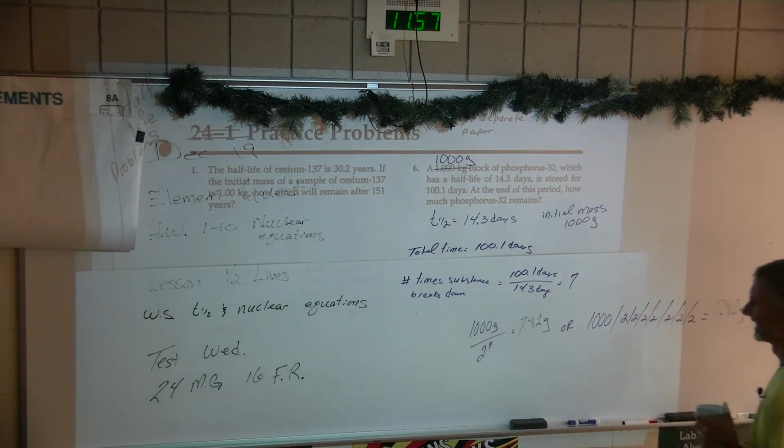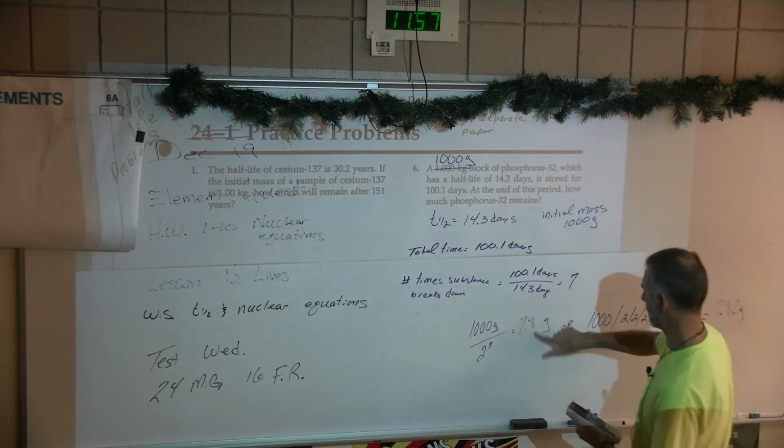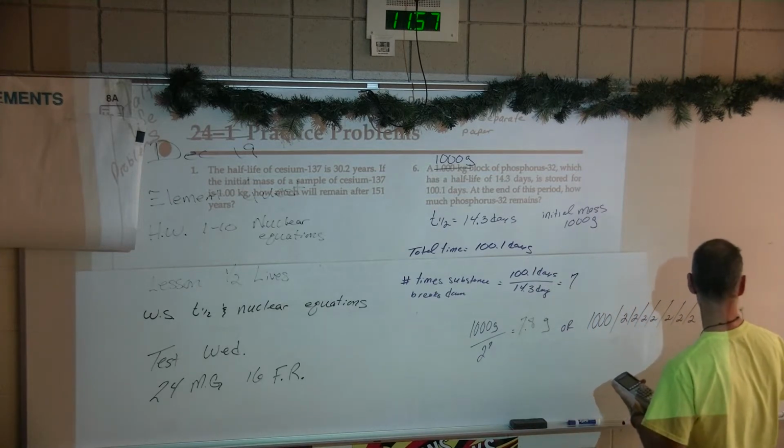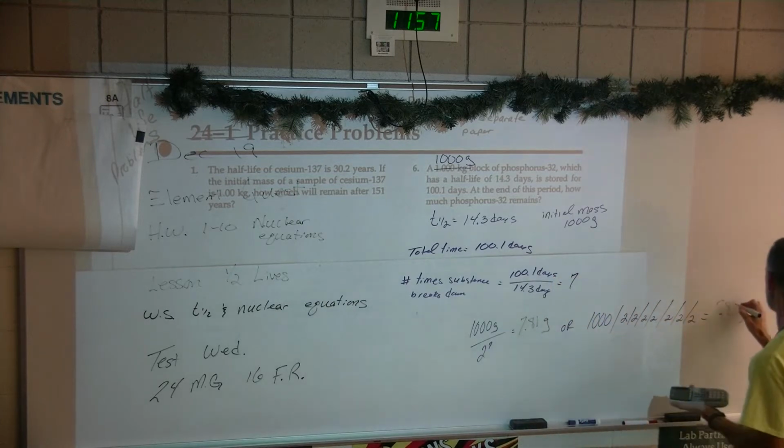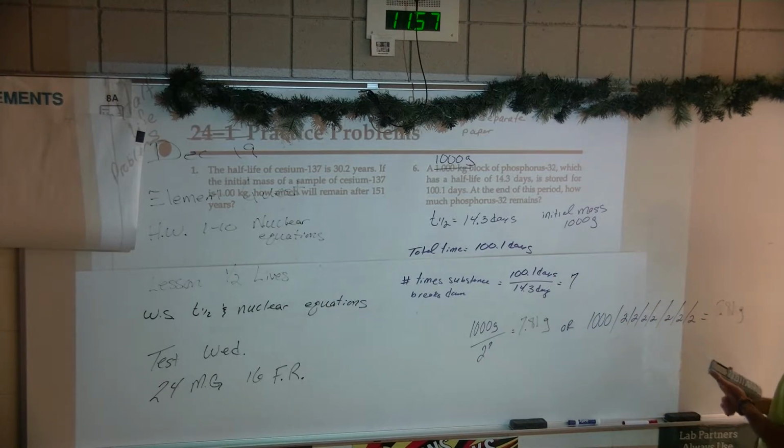We're good? Wait, wasn't it rounded to 7.81 instead of 7.82? Because it ends up being 7.8165. Right. Thank you, thank you. All right, good teamwork.